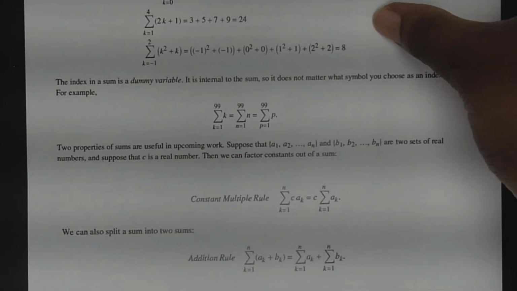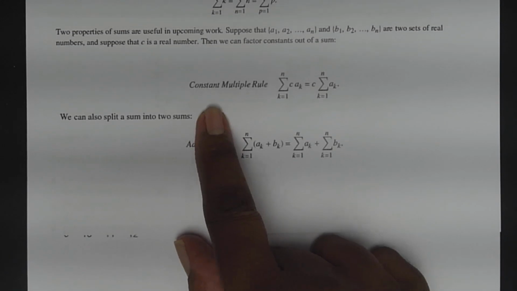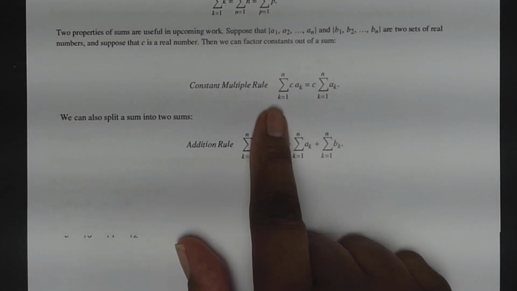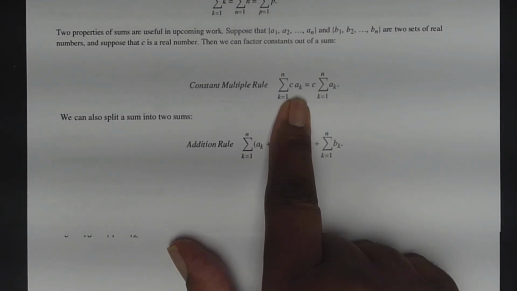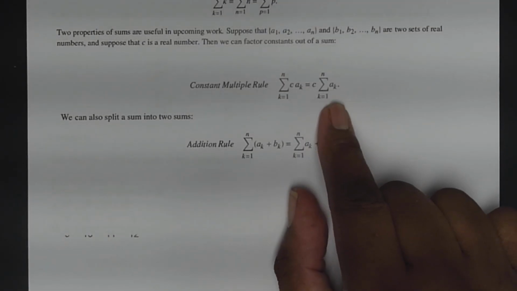Now we do have two properties of sums that are useful in upcoming work. Here we have the constant multiple rule and the addition rule. The constant multiple rule is this. If you have the summation from k equals 1 to n of some constant c times a sub k, we can pull the constant out in front of the summation notation. So it'll be c times the summation from k equals 1 to n of a sub k.